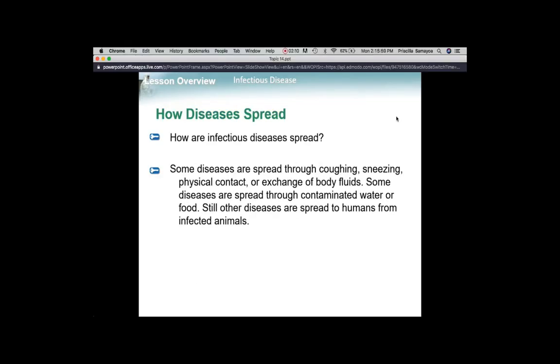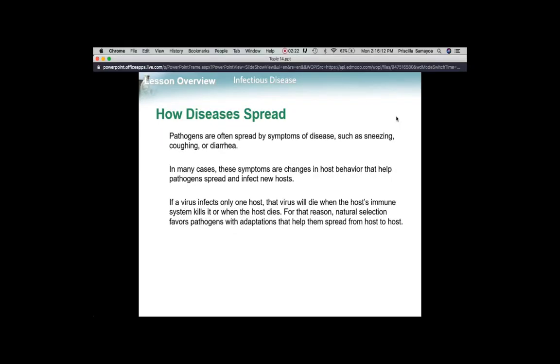Now, how does disease spread? You guys should be very well aware, since we're all on high alert about how diseases spread. Usually it can happen through physical contact, coughing, sneezing, any type of bodily fluid exchange. It can happen through contaminated water. It can happen through any form of contamination. So with pathogens, the major symptoms are usually things such as sneezing, coughing, diarrhea. You also have the host starting to act a certain way.